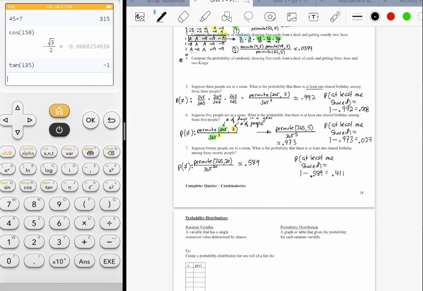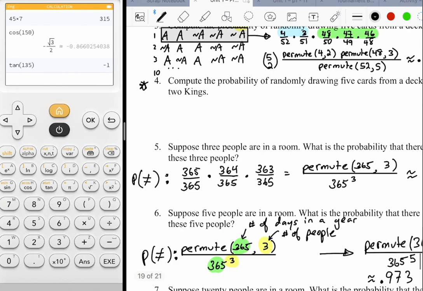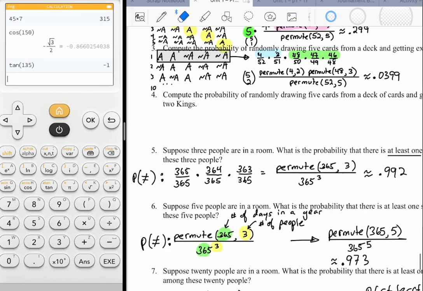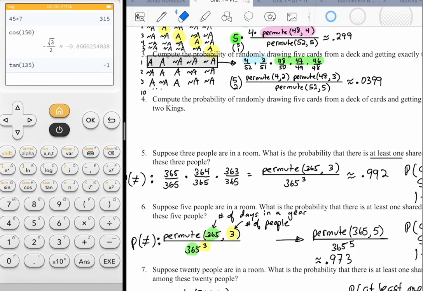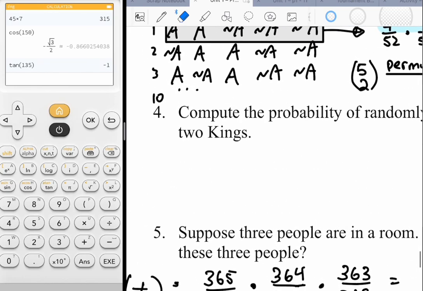Oh, I don't know why I jumped like that. But we want to consider the different ways in which you can get those 5 cards, and then the probability of getting those particular 5 cards. So what I'm going to do is start off with the event that it's an ace, an ace, an ace, a king, and a king in that specific order. All right. And then we find the probability of that happening.